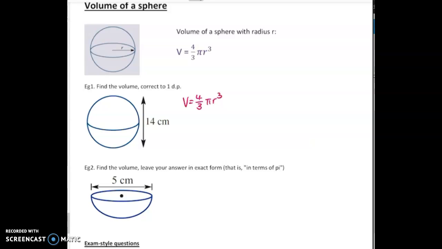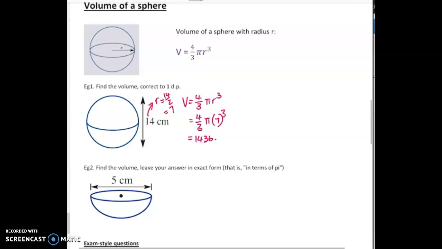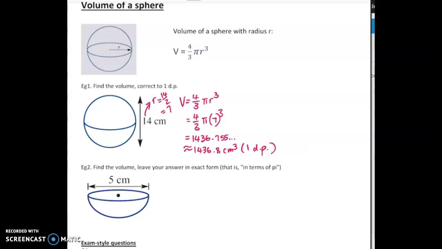And so in this diagram, we're given this length across the whole sphere. So this would be the diameter of the sphere, which is double the radius. And so the radius would be half of that, 7. And so that would be the value you would substitute into your volume formula. And that would evaluate to 1,436.755, etc. And that's approximately 1,436.8 cubic centimeters rounded to 1 decimal place.